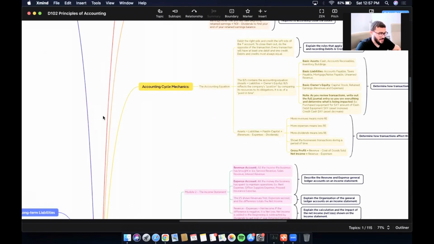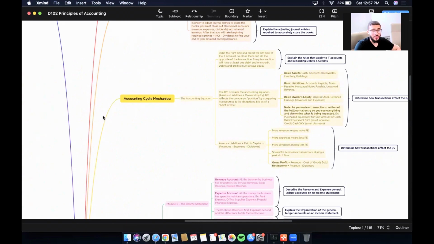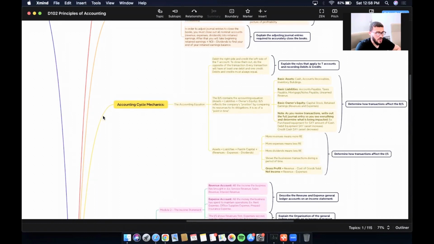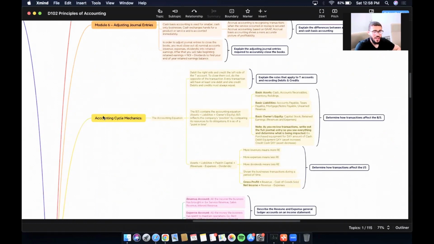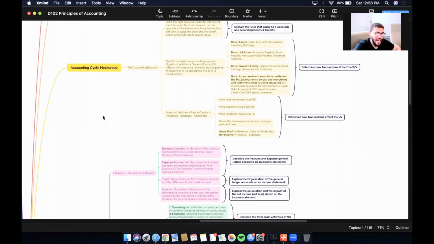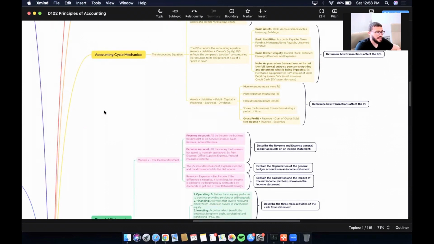The next one we have is accounting cycle mechanics. This is your bread and butter throughout the whole course. You're going to need to know the rules that apply to T accounts and how to record debits and credits. You need to know what transactions affect the balance sheet. So you have assets, liabilities, owner equity, those affect the balance sheet. And then on the income statement, you have the revenues, expenses, and the income. And that's what you need to know for accounting cycle mechanics.